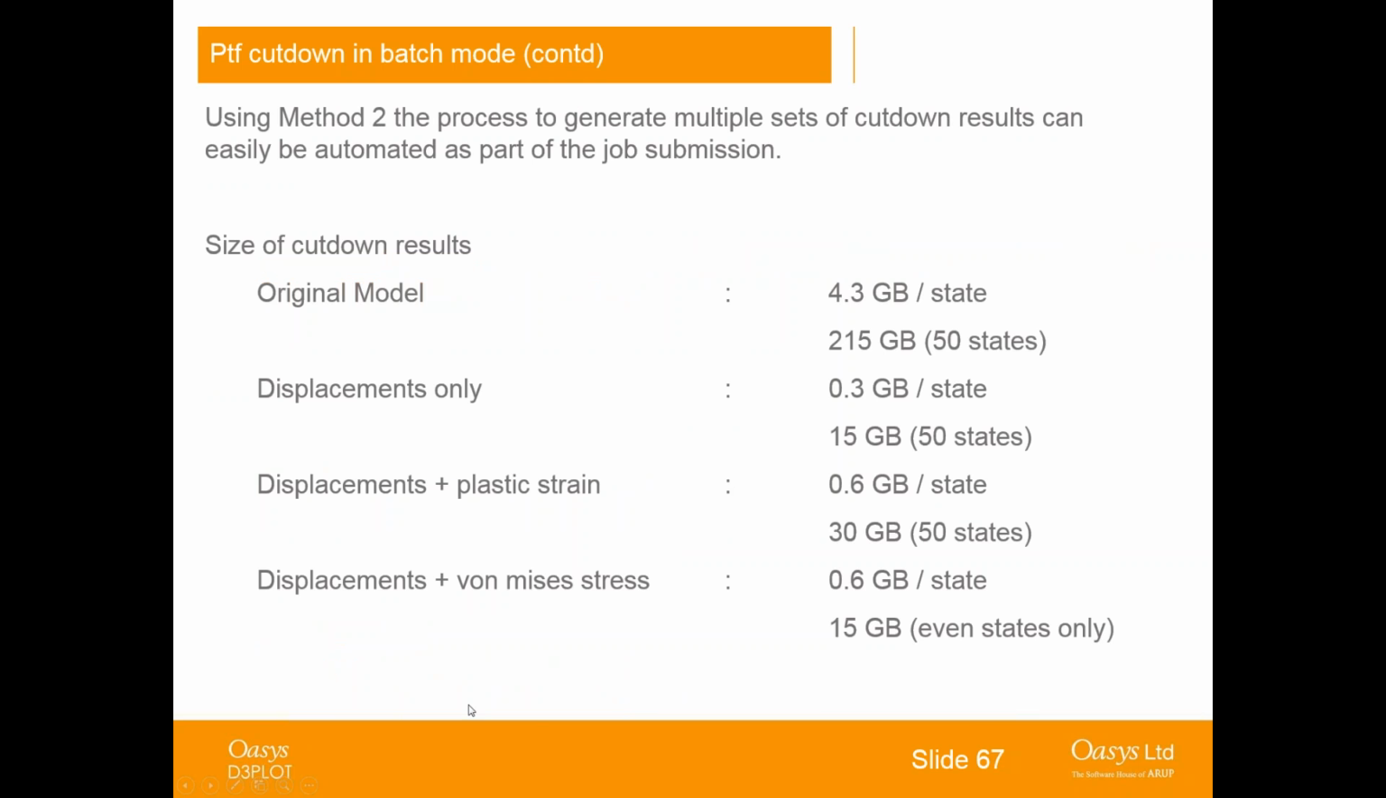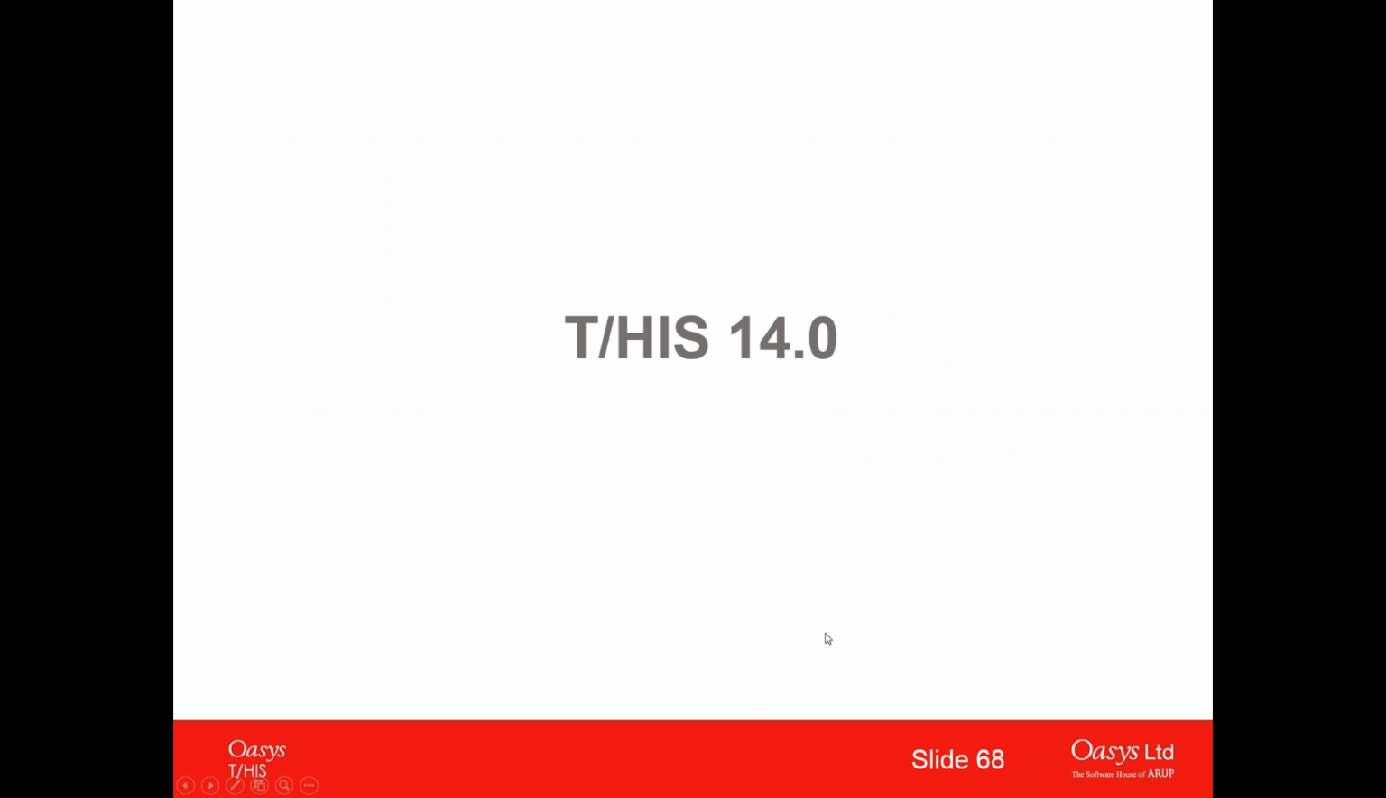Okay, and these are the data savings that we can expect. So for our 4 gigabyte initial state, if we just want the displacements only, we've cut down the model from 215 gigabytes to 15 gigabytes. So that's a huge saving there. And if we want some stress results, then they've estimated, let's say, 15 gigabytes for displacements and 1 meter stress. Okay, so those are obviously estimates, but it gives you an idea of the power of this, especially for very large models.